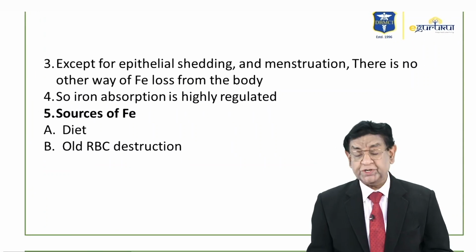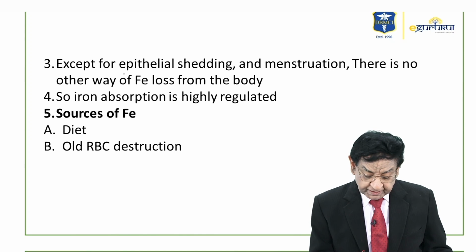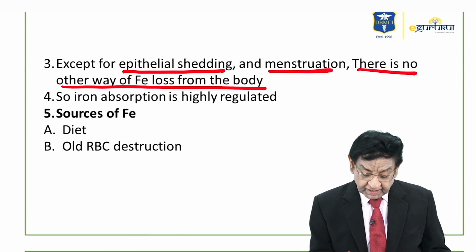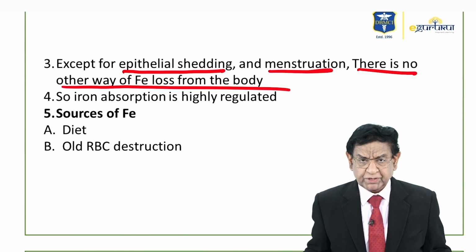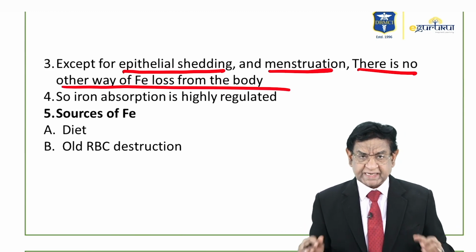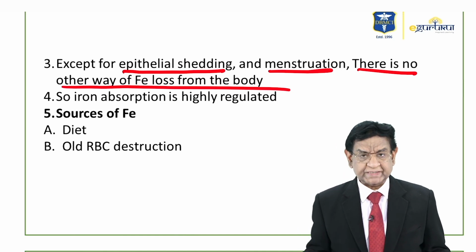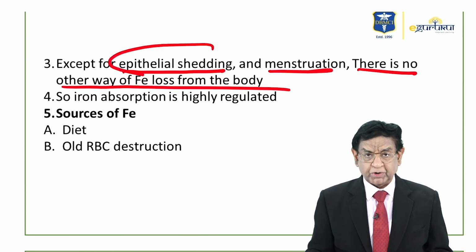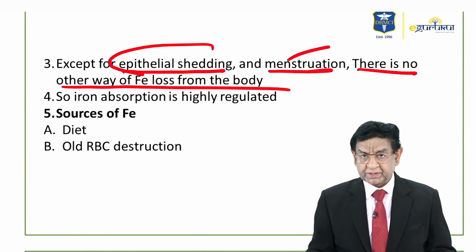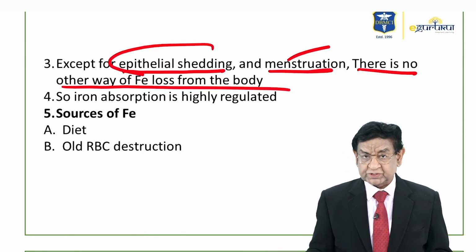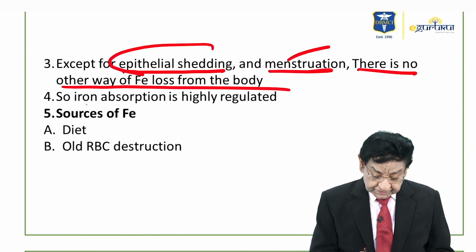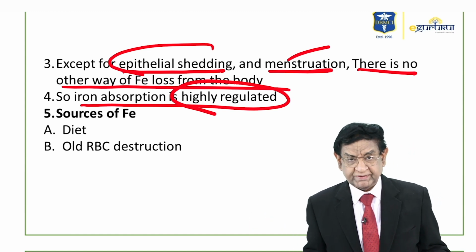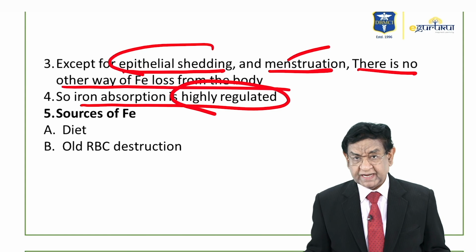Well, now we continue with our discussion about basic physiology. Except for epithelial shedding, maybe mucosal lining shedding, or menstruation, there is no other way of iron loss from the body. This is something unique about iron. Most molecules the body can excrete in the urine, feces or otherwise. But this is one exception. The important way of shedding is the mucosal lining in the gastric mucosa, and menstruation in females of reproductive age, but otherwise there is no separate excretion mechanism for iron. So that's why iron absorption is very tightly regulated. That means iron absorption has to be controlled at the level of absorption, because the body doesn't have a very effective method of excreting iron.